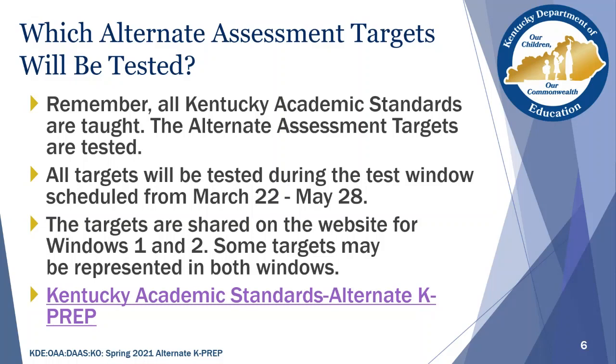With the testing window moving from 2 windows to 1, all targets will be tested during the March 22nd through May 28th timeframe. You can visit the Kentucky Academic Standards alternate CAPE link shared here on this slide to identify the targets for each content area. When you review those documents, they are broken into 2 windows. Some targets may be shown to be tested during both windows 1 and 2.